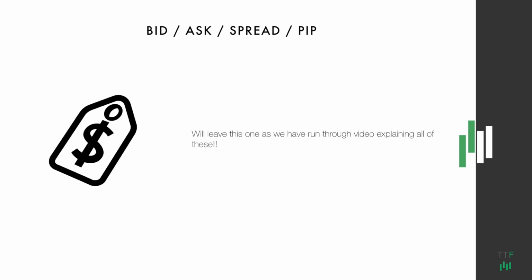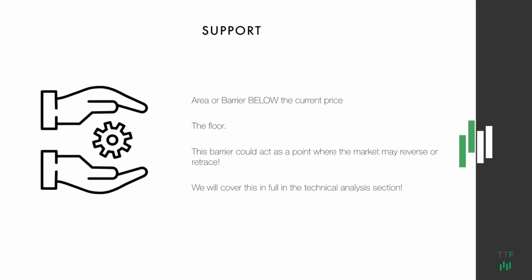We then have the bid, the ask, the spread, and the pips. I'm going to leave this one because I have a video explaining all of this later down the line. The bid, the ask, and the spread are basically just in terms of the pricing of a currency, and the pip is how we measure the movement in that currency. But I'll leave this for later on in the course because I've got a full run through on the drawing board for you.